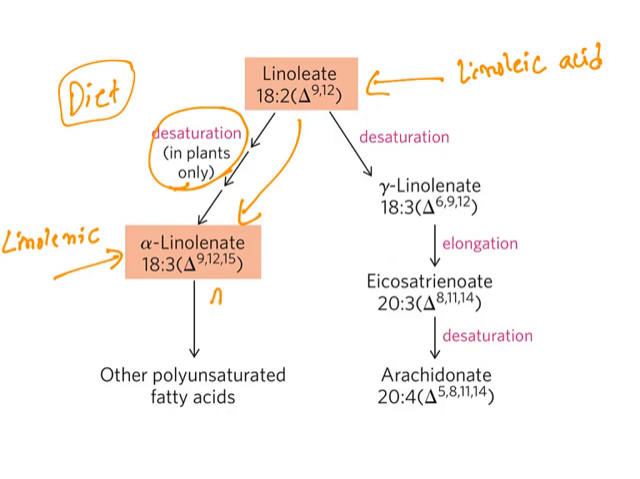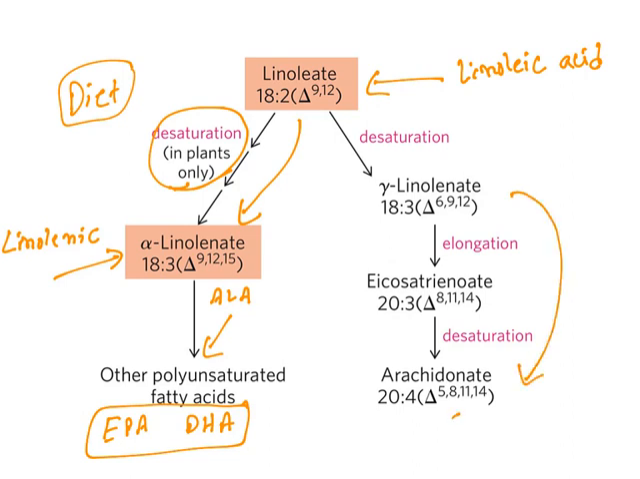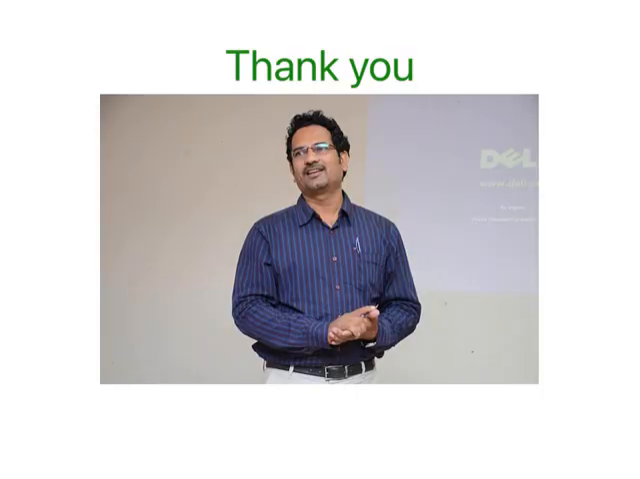Now alpha linolenic acid synthesizes other polyunsaturated fatty acids like Eicosapentenoic acid and Docosahexenoic acid. These are required for our essential health. Whereas linoleic acid gives arachidonate. From these arachidonates we get prostaglandins, leukotrienes and thromboxanes, which are essential chemical mediators. So both of them are called essential fatty acids. Without them we will not get these two. So this is the concept of essential fatty acids. This is about lipids and fatty acids. Thank you for watching this video.